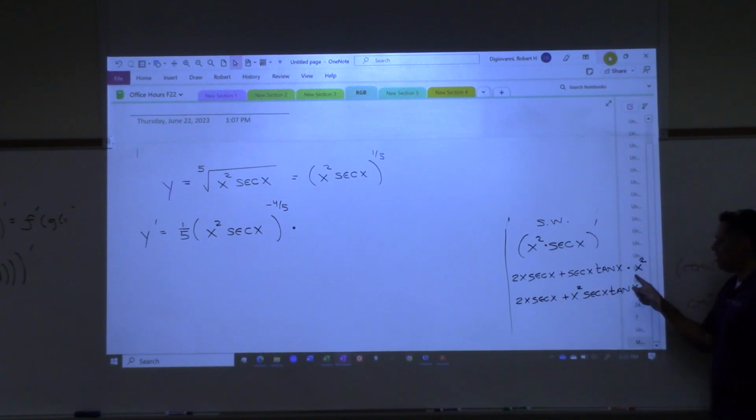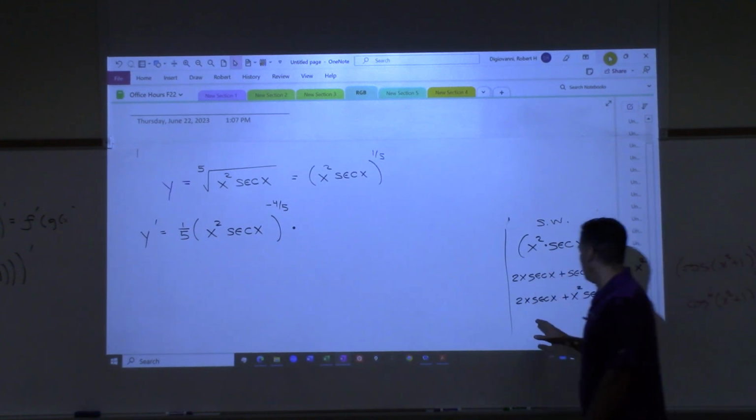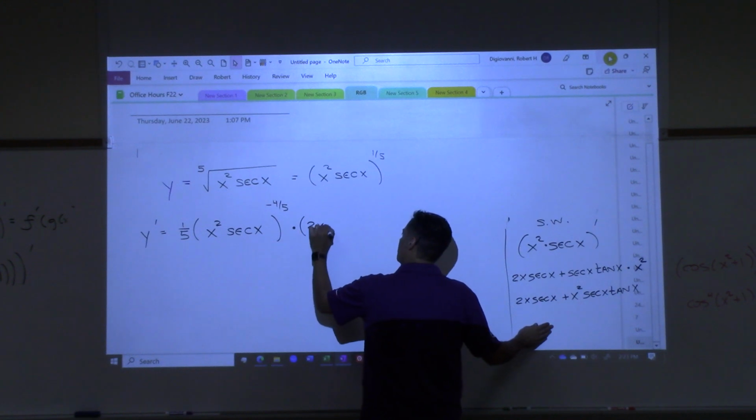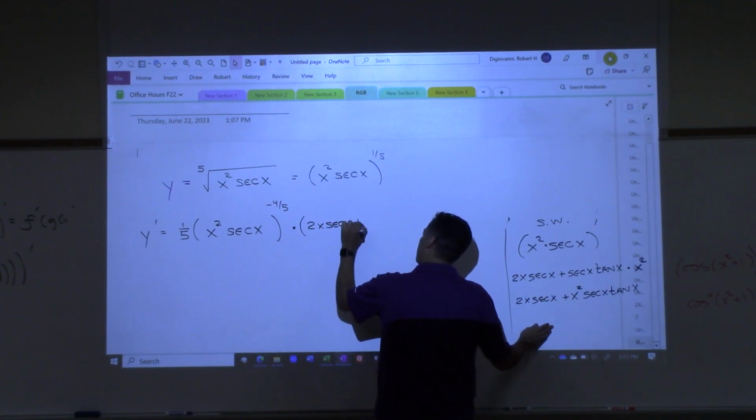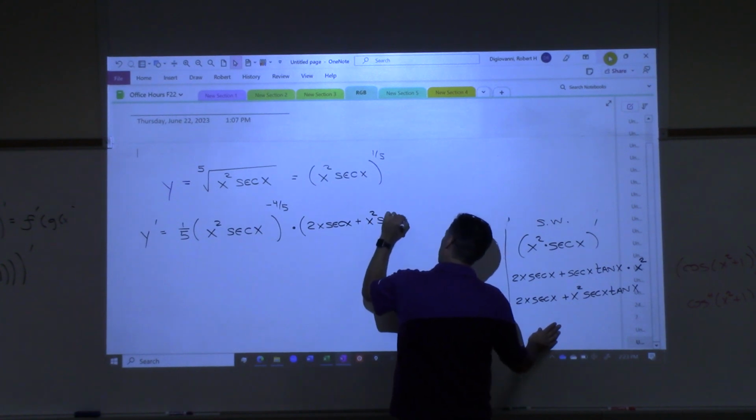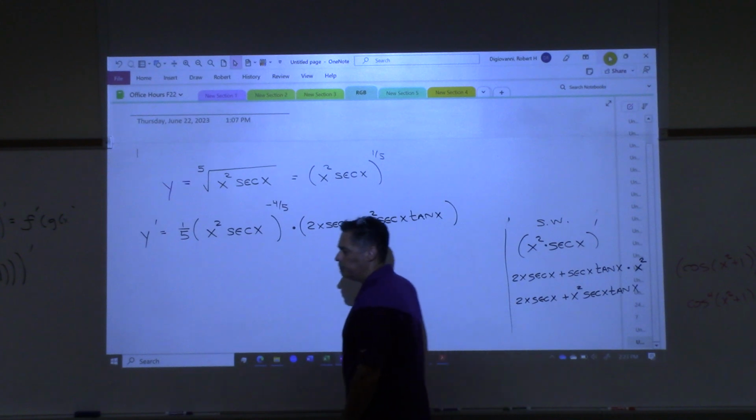All I did there was move the x squared out in front of this, because I just prefer to have them like that. That's the derivative of the inside, isn't it? And that gets tacked on to the end of this. In parentheses, because there's two terms. 2 secant x plus x squared secant x tangent x. There we go.